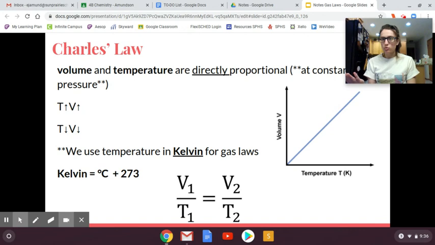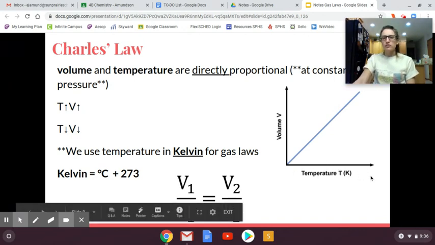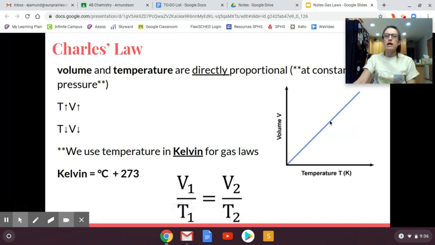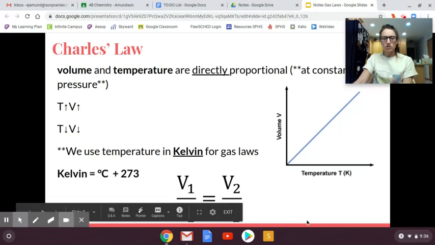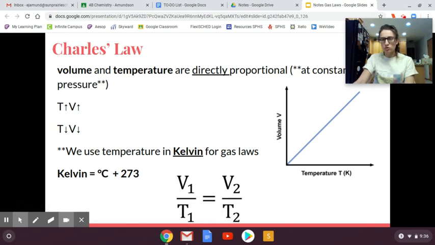So if we had done this one in lab, here's the graph we would have gotten. As we increase temperature here on the x-axis, we see that the volume increases as well. So this is a directly proportional relationship. Here is the math equation for Charles' Law. V1 divided by T1 is equal to V2 divided by T2, okay? Again, the ones mean the initial and the twos mean after some change.